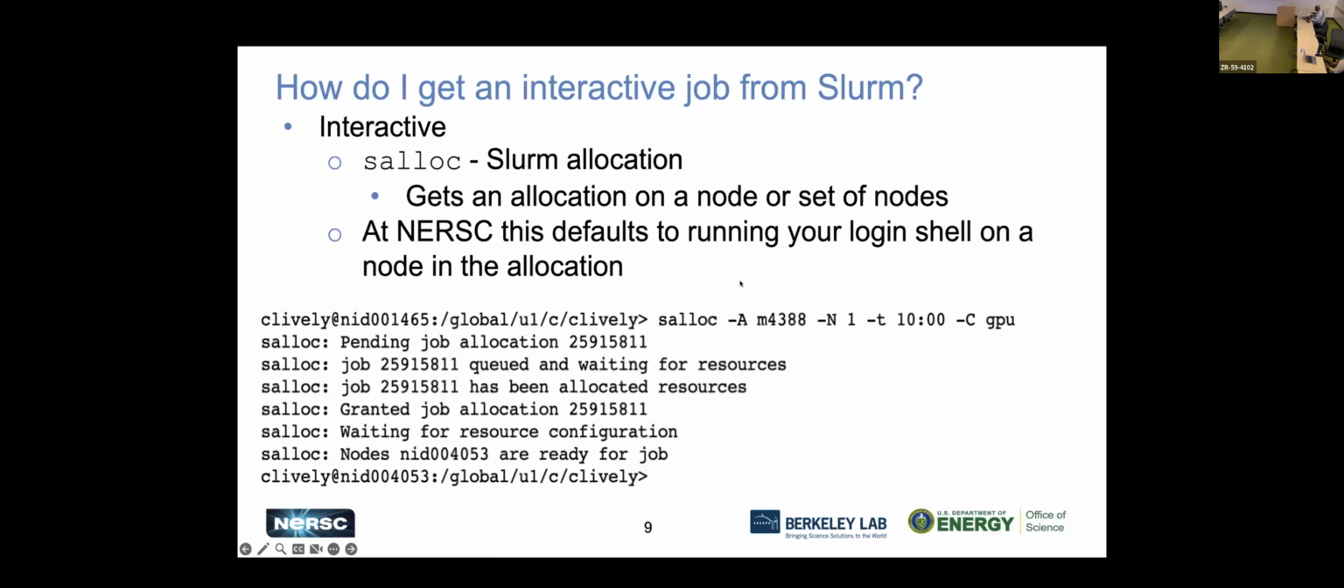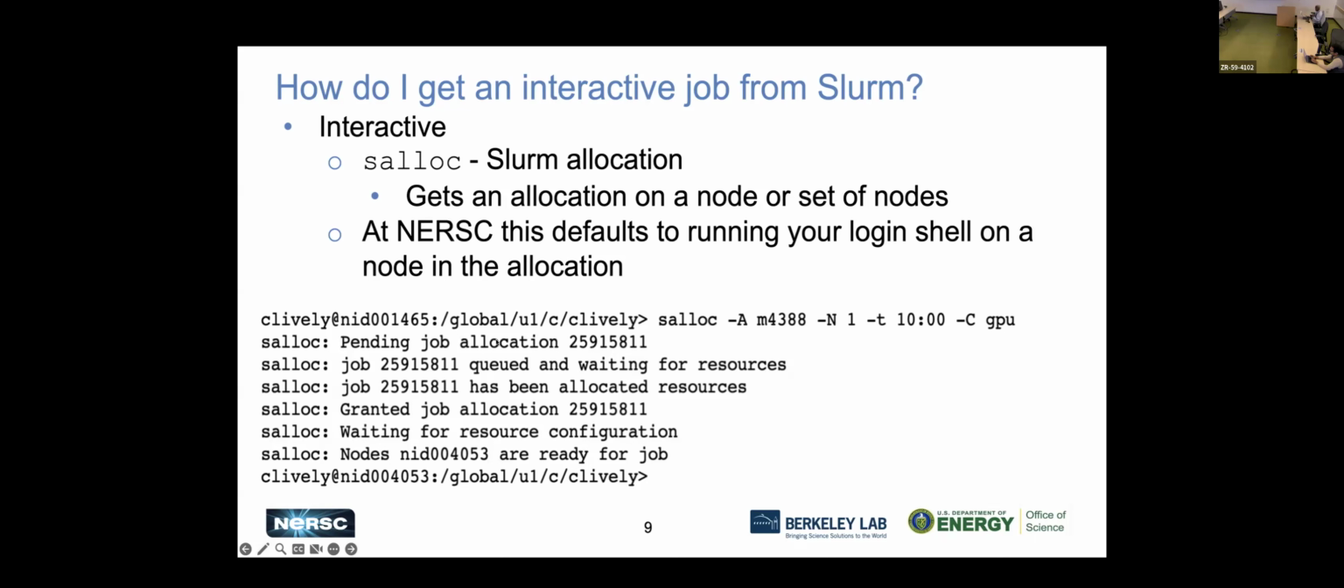So how do you get an interactive job from Slurm? You use the salloc command. With salloc, you can allocate in real time all of the resources you need for an interactive job, versus a batch job submission. You see in salloc we have a number of the same short form flags that we previously discussed. It's saying the account that is going to be charged, in this case M4388. We're only requesting one node, we've limited our wall clock time to 10 minutes, and it is a GPU node that we're requesting.